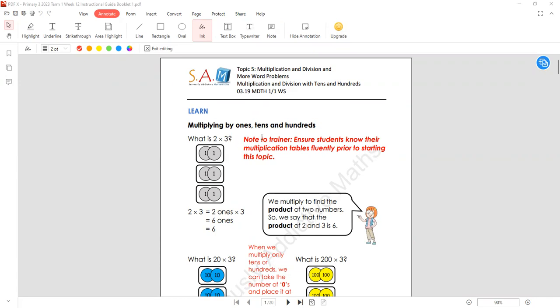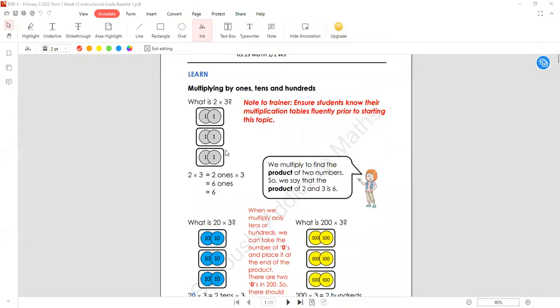Let's start with the first booklet, which is on multiplying by ones, tens, and hundreds. A relatively easy topic. Start off by getting students to see that 2 times 3 is the same as 2 ones times 3. Say it out in terms of place value: 2 ones times 3 gives you 6 ones, and 6 ones is the same as 6.